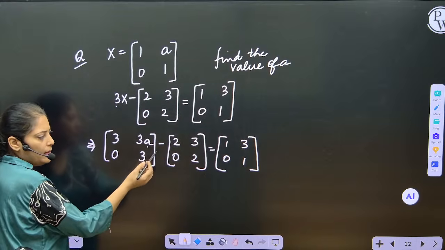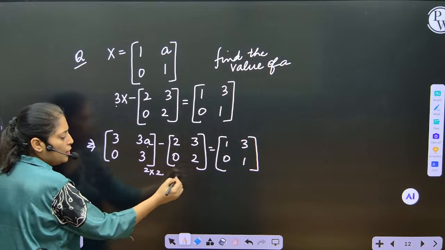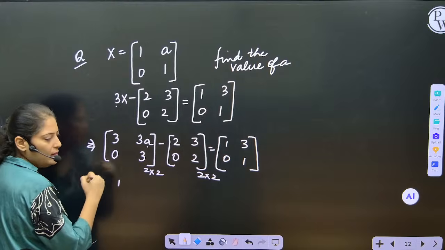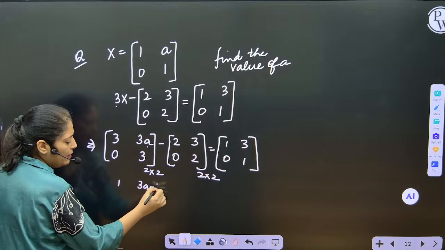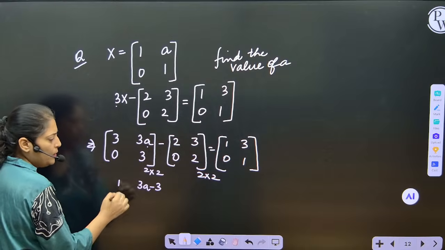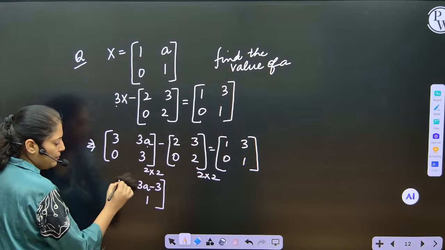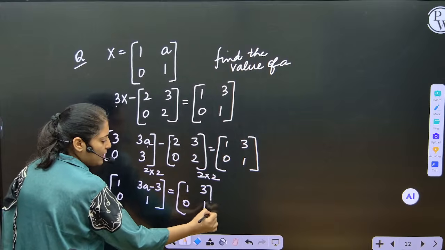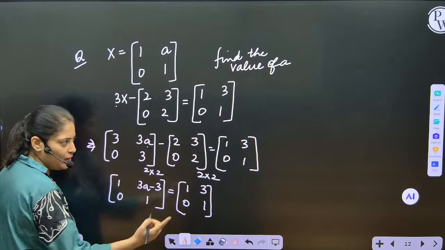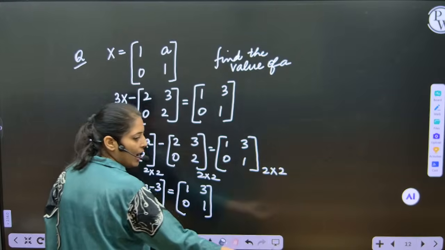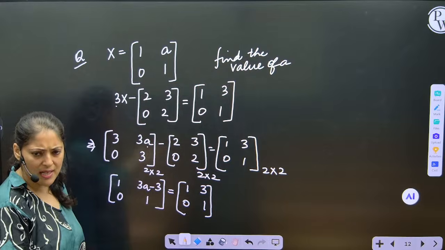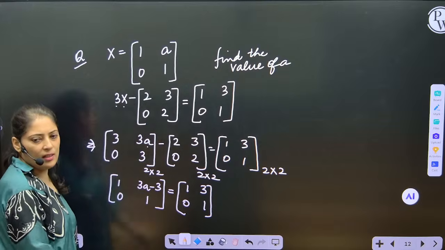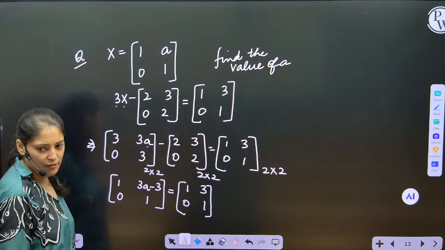Okay, so now the order is the same. This is 2 cross 2, 2 cross 2. So subtraction is possible. Okay, 3 minus 2, 1. 3A minus 3. 0 minus 0 is 0. 3 minus 2 is 1. Now equality also they have given. Another concept being used is equality of matrices. As I told you, one question they will give. They will not only ask you addition and subtraction only. Concepts will be applicable there. The first concept is scalar multiplication, then subtraction, and then equality of matrices.